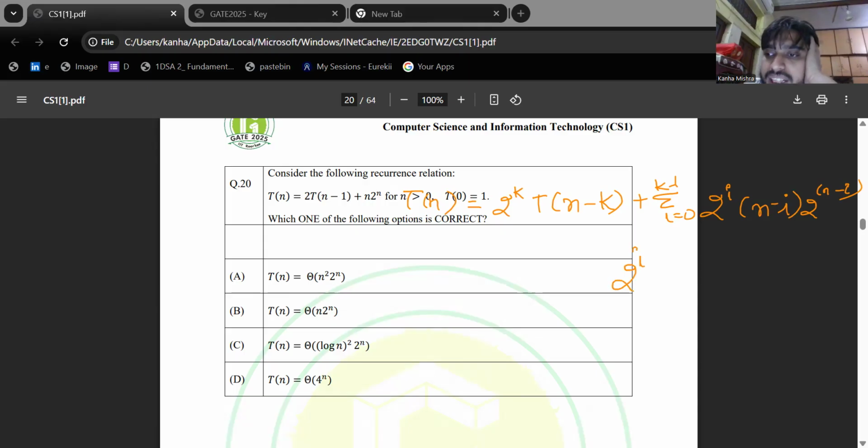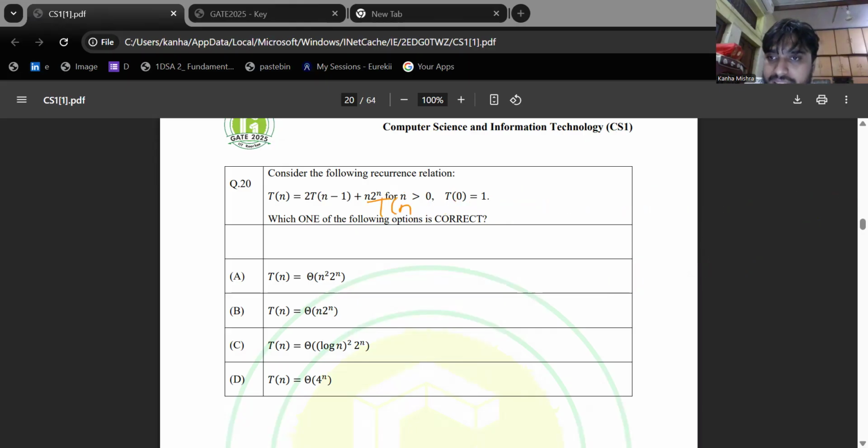Now, 2^i into 2^(n-i). Both the bases are the same, so the powers get added. So it becomes 2^(i+n-i), so 2^n. This further simplifies, and we can multiply these. So T(n) is equal to 2^k T(n-k) plus the summation of i equals 0 to k-1 of 2^i into (n-i) into 2^(n-i). This is what it is coming up as.